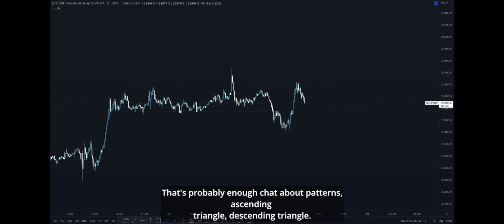That's probably enough chat about patterns. Ascending triangle, descending triangle, they're pretty decent. They don't go like this in crypto. Symmetrical triangle, just a pennant. What's the difference? I don't actually even know. So forget that. All right, bilateral. What they mean by this is, depending on what way it breaks, you trade that direction. That is complete horseshit.